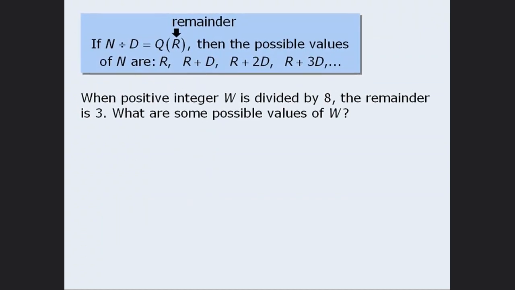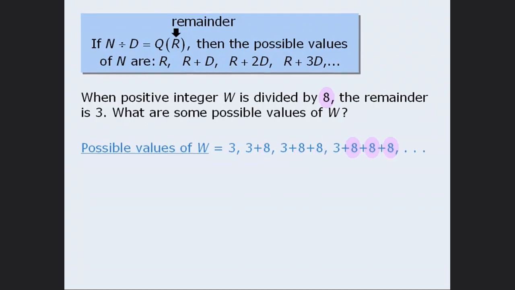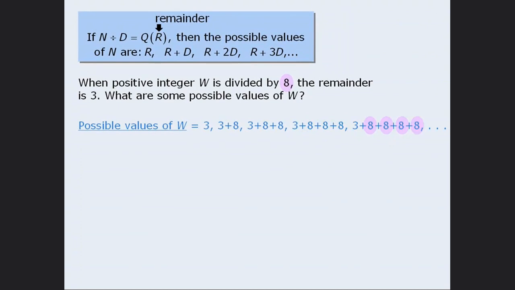When w is divided by 8, the remainder is 3. So what are some possible values of w? Well, the remainder here is 3. So this will be the first possible value of w. Next, since we're dividing by 8, this is the divisor. So to find other possible values of w, we'll add multiples of 8 to the remainder of 3. So the next possible value of w is 3 plus 1 eight. Then 3 plus 2 eights, then 3 plus 3 eights, then 3 plus 4 eights, and so on. When we evaluate these, we get the following as possible values of w.